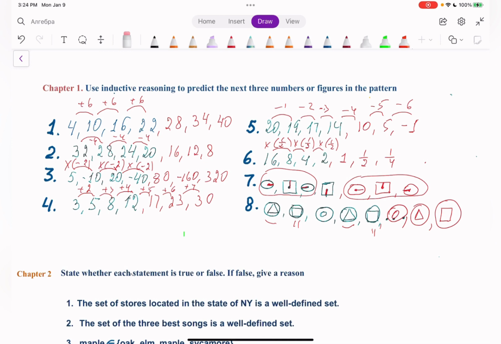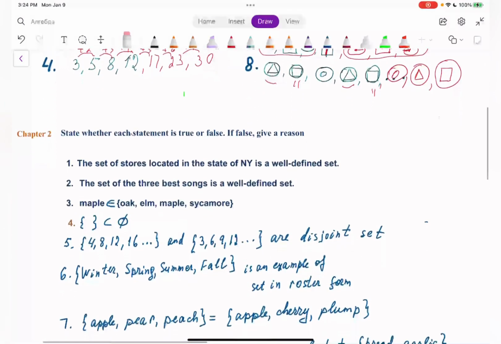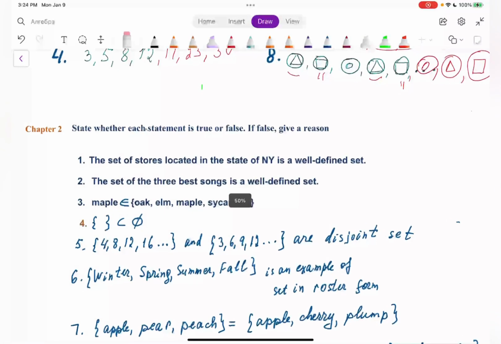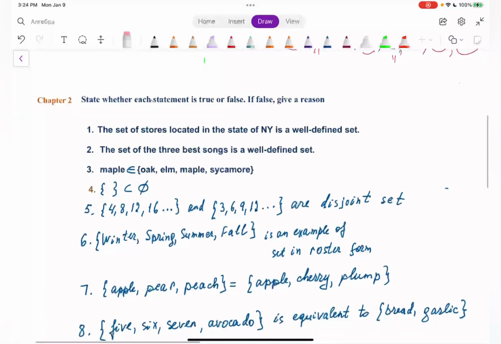Next question. Next question, we are going to work on chapter 2. So, state which statement is true or false. Okay, well, let's read. The set of stores located in the state of New York is a well-defined set. Is this true or not? I will say it is true.